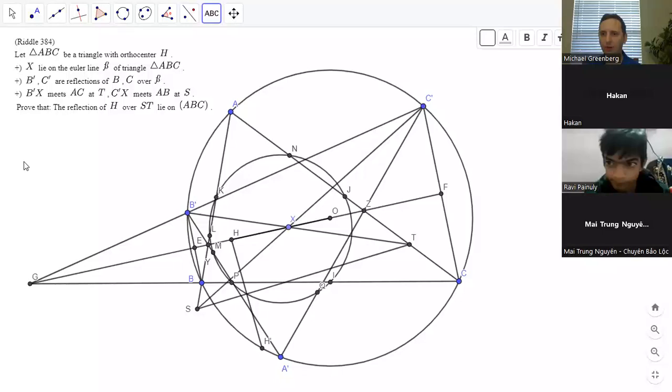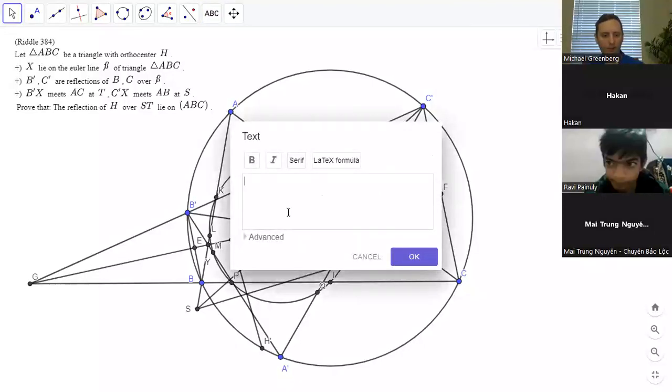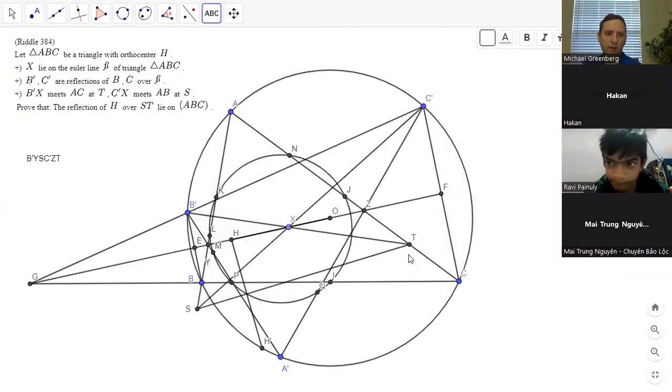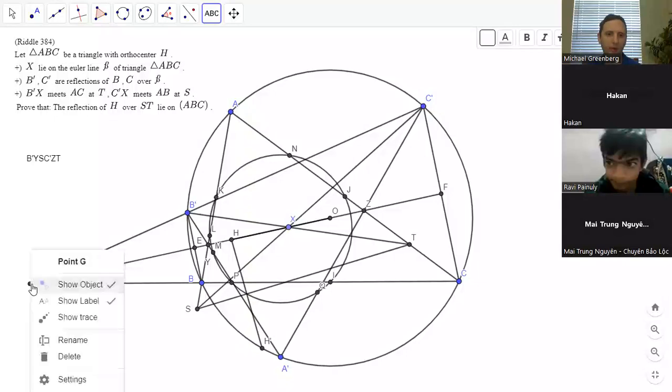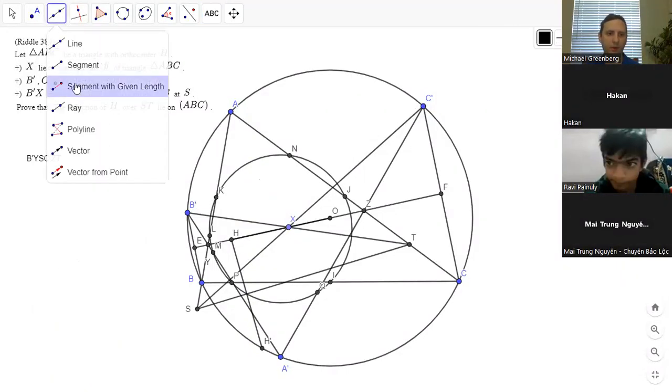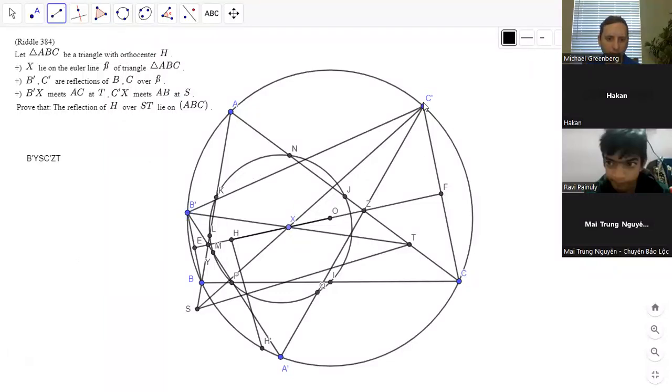BYS B prime C prime ZT. So that's B prime YS C prime ZT. And we're saying the perpendiculars from H to 5 of those lie on the circle. So therefore, the sixth one also has to lie on a circle. Let me think about that. So the projection onto BY. So yeah, let me get rid of point G for now. Let's see if it messes anything up. All right. So B prime Y would be M.